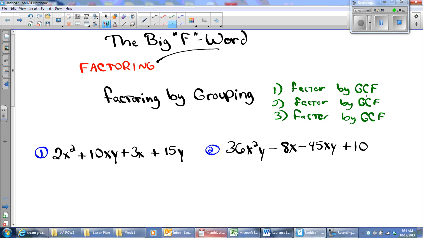Now, by the way, grouping is usually done when there's 4 or 6 terms. We'll probably only look at the ones with 4 terms, but that's when it's usually done. Okay, I will show you how to do a trinomial, meaning 3 terms, by grouping, but for right now, we're only worried about 4-term polynomials. Okay, so let's see here.